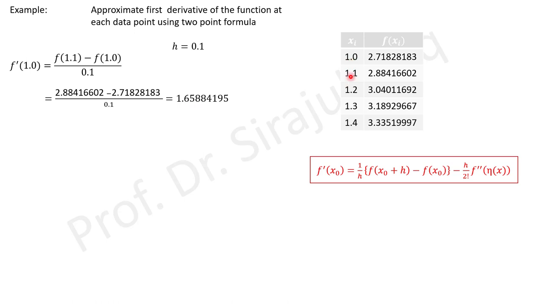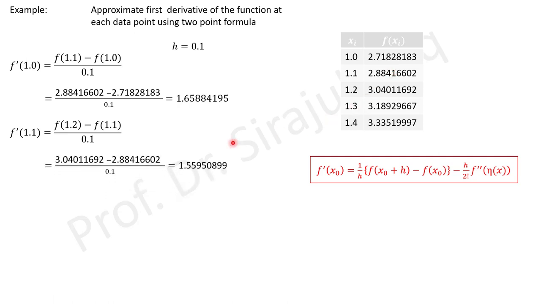Now let's switch to 1.1. Here x naught is 1.1, so 1.1 plus 0.1 is 1.2. f of 1.2, which you can see over here, minus f of 1.1, divided by h. f of 1.2 is there, f of 1.1 is there, and the value of h is there. Substitute the values: this value minus this value, divided by h. This is the approximated value of the derivative at 1.1.